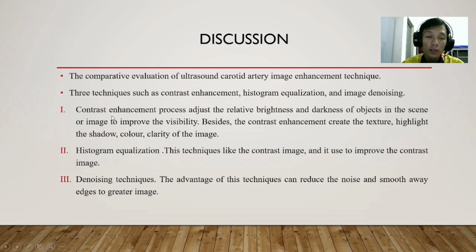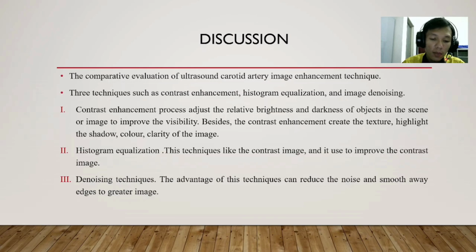First, the contrast enhancement process adjusts the relative brightness and darkness of objects in the scene or image to improve visibility. Besides that, contrast enhancement creates texture, highlights, shadows, and color integrity of the image. Based on the result, we ran the coding in MATLAB software to do the contrast enhancement. The result is that the clarity of the image has been improved. Next technique is histogram equalization. This technique is like contrast enhancement and is used to improve the image contrast.